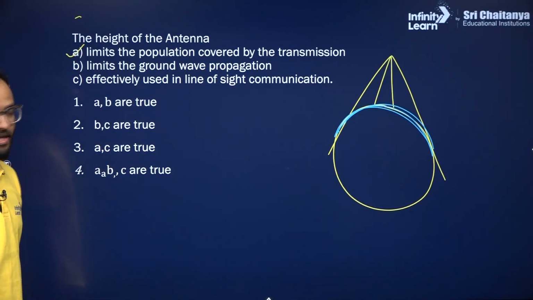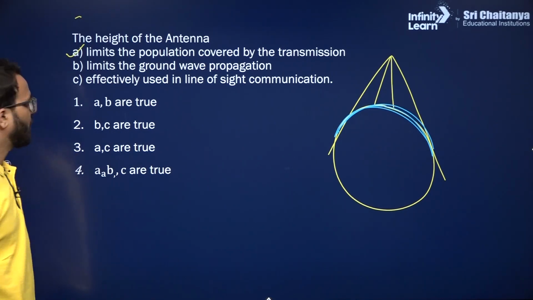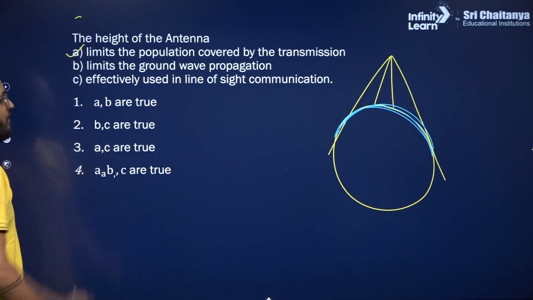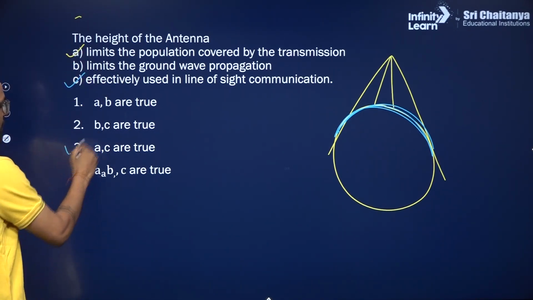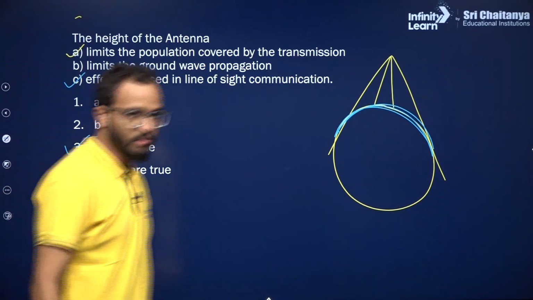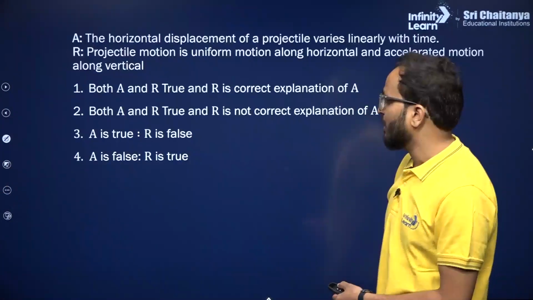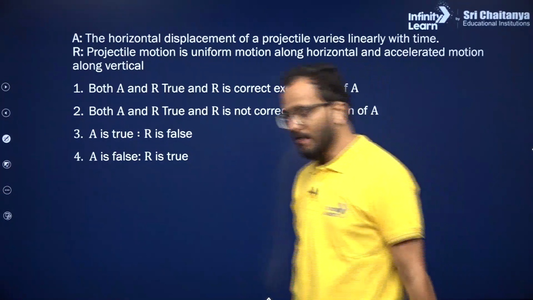Limits the ground wave propagation? No, it helps the ground wave propagation, not limits it. Effectively used in the line of sight communication? Yes. So A and C are true. That means third option is correct. So in the first question, which option is correct? Third option is correct.